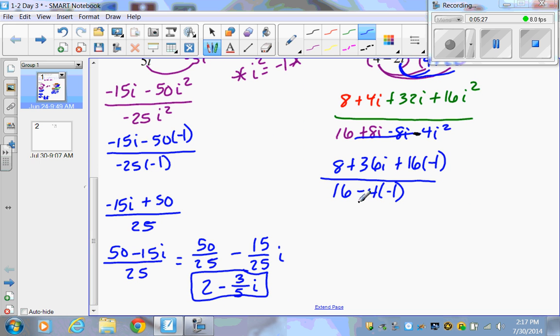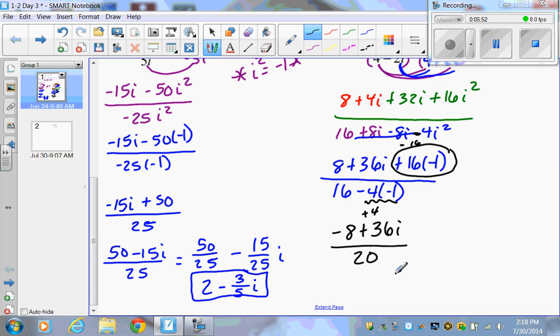So now we really have that 16 times negative 1 is negative 16. So 8 minus 16 would be negative 8. And then this piece really becomes a plus 4. So 16 plus 4 would be 20.